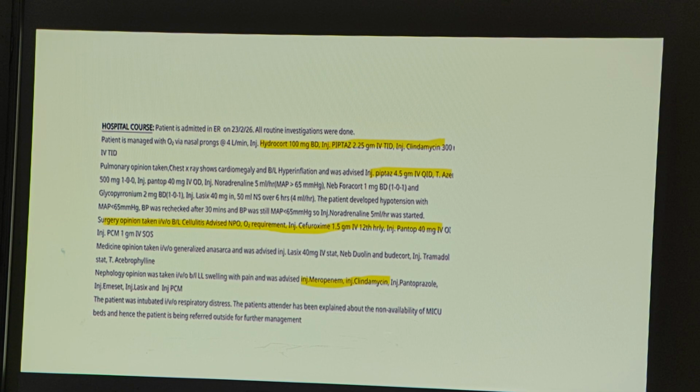Then the patient is having bilateral cellulitis also along with anasarca. So surgery opinion they have taken. They have written cefuroxime 1.5 gram 12th hourly. And nephrology opinion also they have taken. They have written meropenem, clindamycin. So different opinions regarding each and every consultation for this patient.